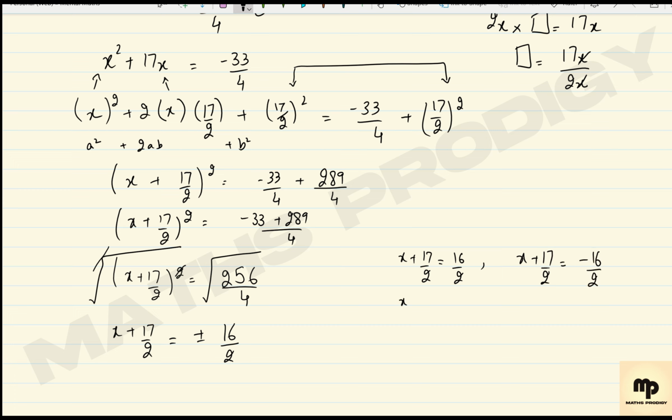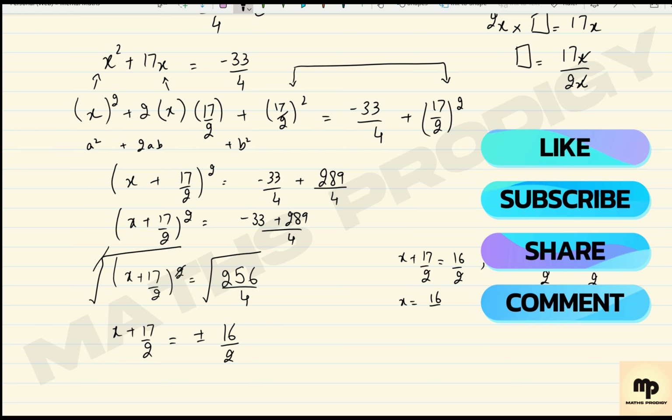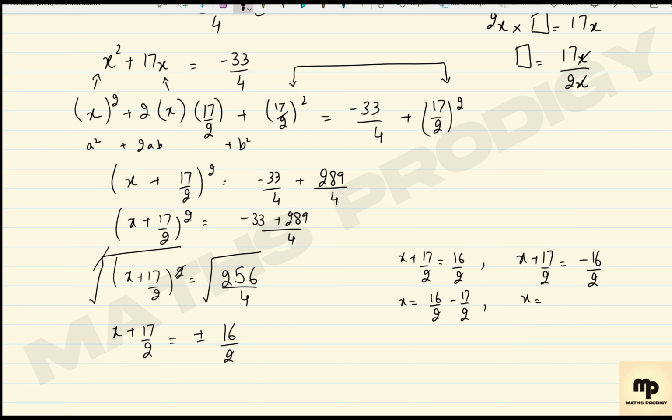So it will be x equals 16 over 2 minus 17 over 2, and this will be minus 16 over 2 minus 17 over 2. This will be 16 minus 17 is minus 1 over 2. This will be minus 33 over 2. So the answer is minus 1 over 2 and minus 33 over 2, or minus 16 and a half.